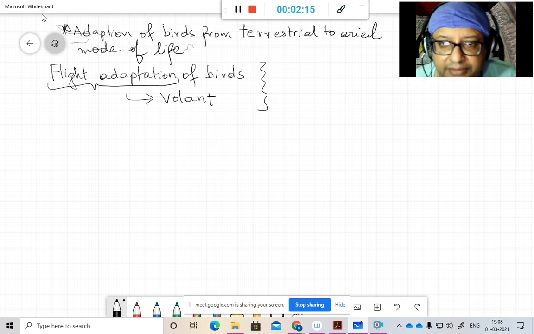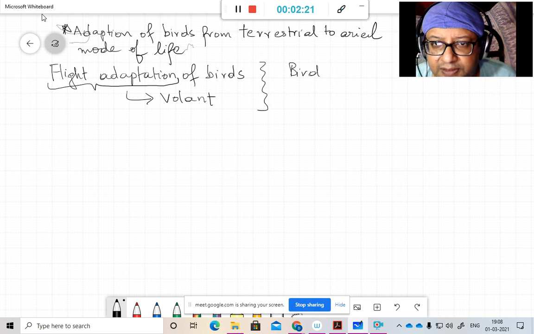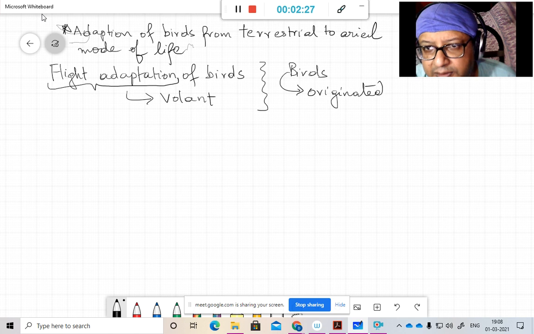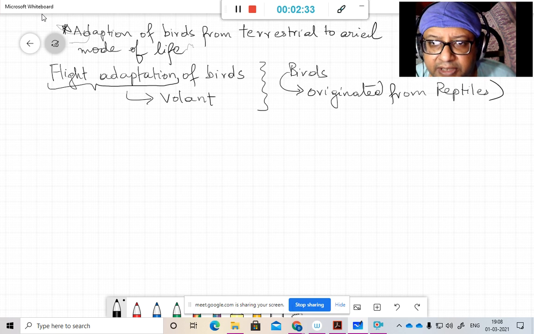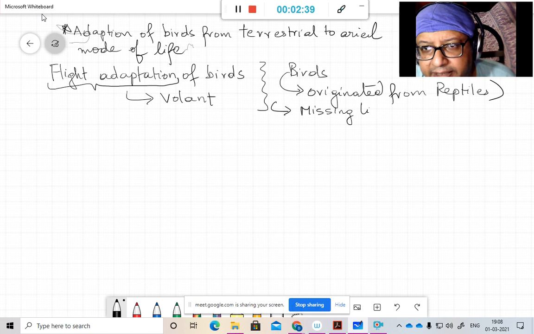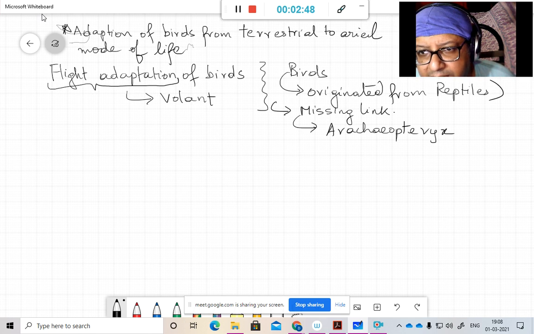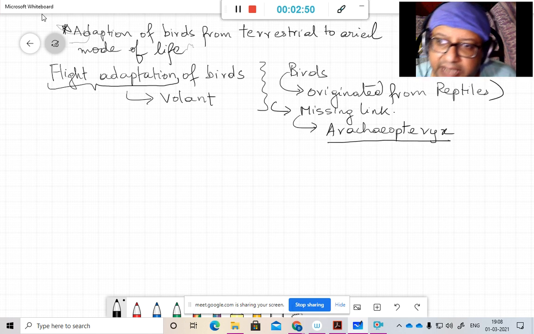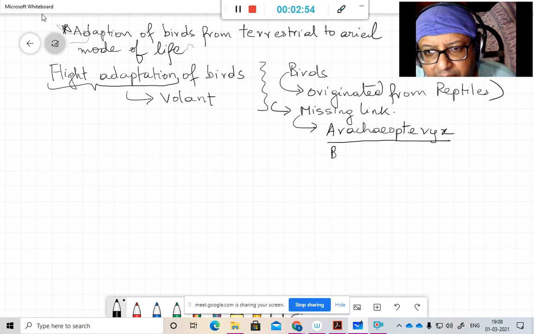It is now very well established that the birds originated from reptiles. That is because they found a missing link, a bird known as Archaeopteryx, which had characteristics of both birds as well as reptiles.